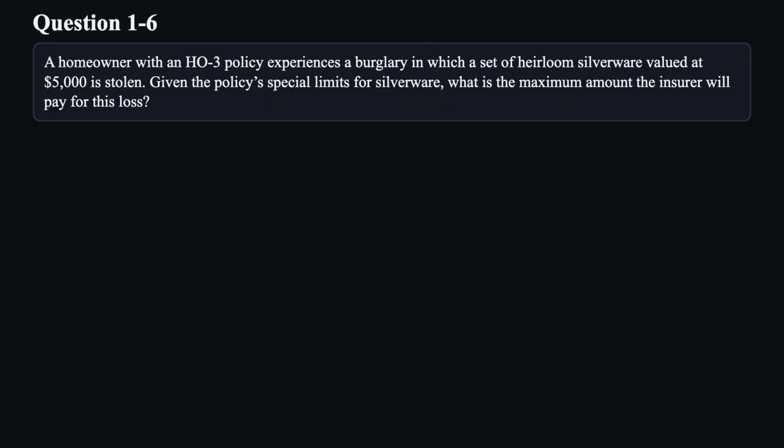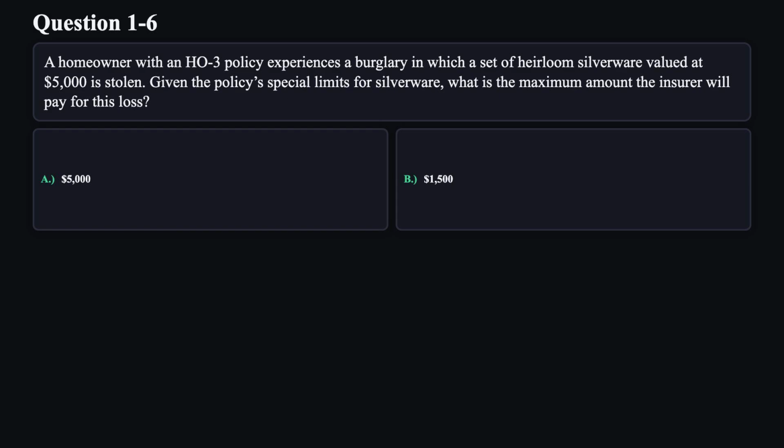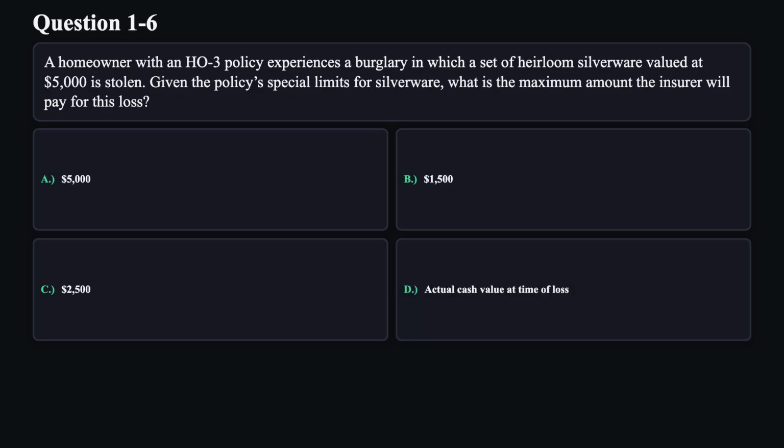Question 6. A homeowner with an HO3 policy experiences a burglary in which a set of heirloom silverware valued at $5,000 is stolen. Given the policy's special limits for silverware, what is the maximum amount the insurer will pay for this loss? A. $5,000. B. $1,500. C. $2,500. D. Actual cash value at time of loss.